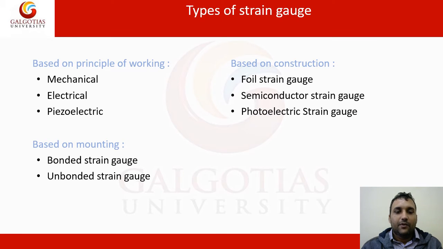Next is the types of strain gauge. The strain gauges are classified based on principle of working, that is mechanical, electrical, piezoelectric; based on construction, that is foil strain gauge, semiconductor strain gauge, photoelectric strain gauge; and based on mounting where they are applied, bonded strain gauge and unbonded strain gauge. We will discuss further about these types of strain gauge in the next slide.